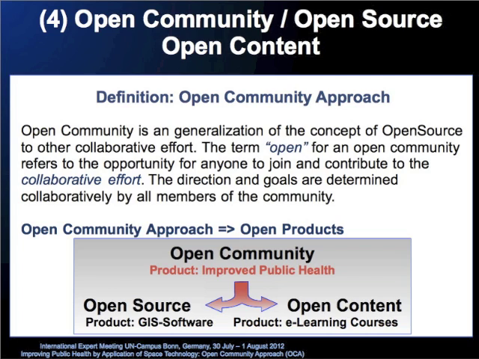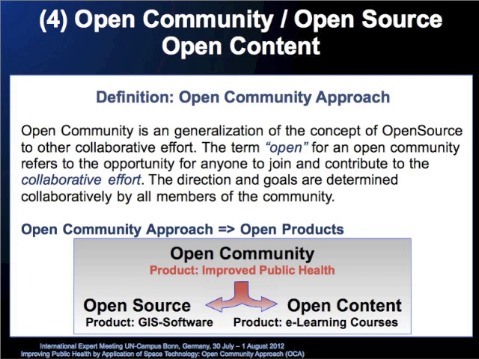In more detail, the open community approach provides open products: existing open products or enhanced open products tailored to the needs of public health or global public health challenges. The open community is structurally equivalent to open source or open content communities. You might know some open source communities for developing GIS software like GRASS, Quantum GIS, SAGA and so on, or OpenOffice. Or you might know open communities for open content. The product might be Wikipedia.